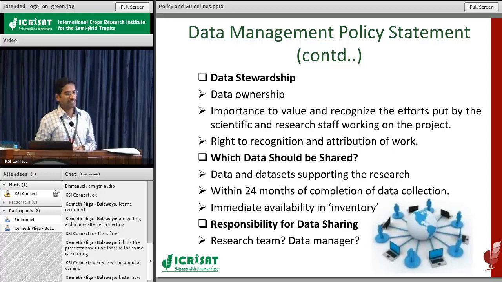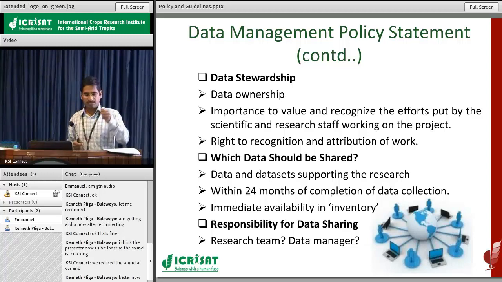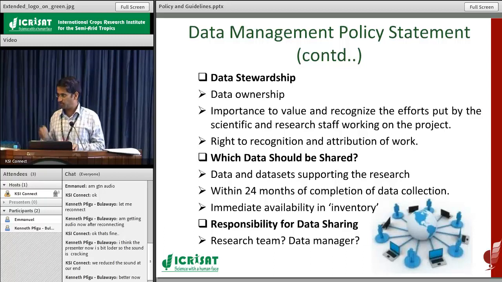Immediate availability in the inventory. As soon as one season's data collection is over, that has to be in the inventory, so that the statistician, biometric unit and the data management unit will look into it as soon as it is available, even though we are not publishing it in the data repository. But to have sufficient time for the curation and the management platform, we need to mention the inventory so that we know that these are all the data sets here. They are coming after 12 months or 16 months or 14 months.